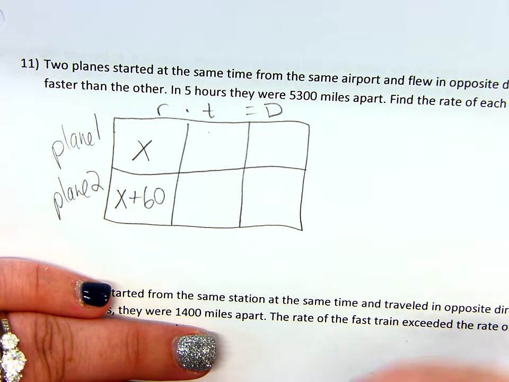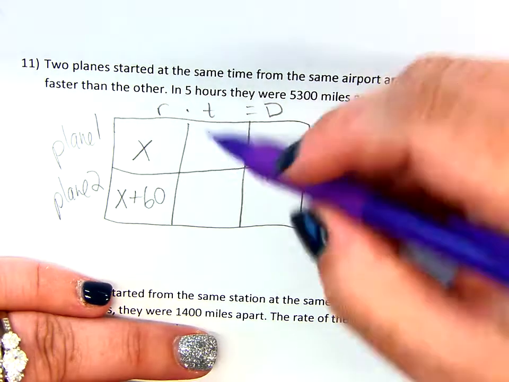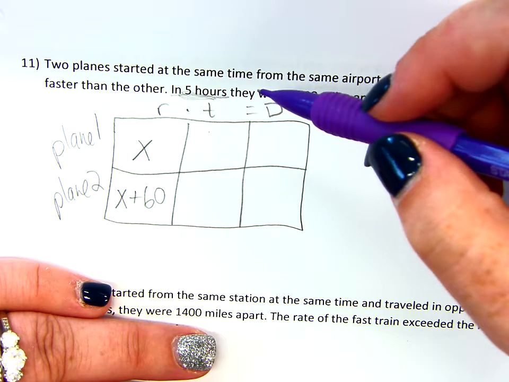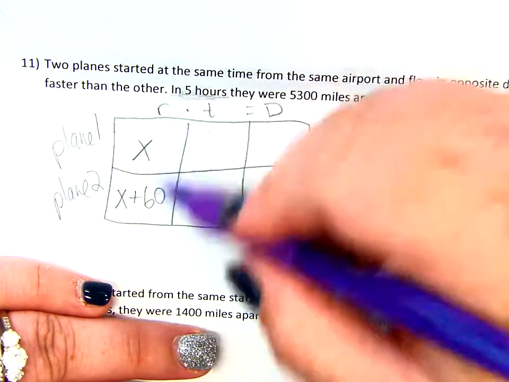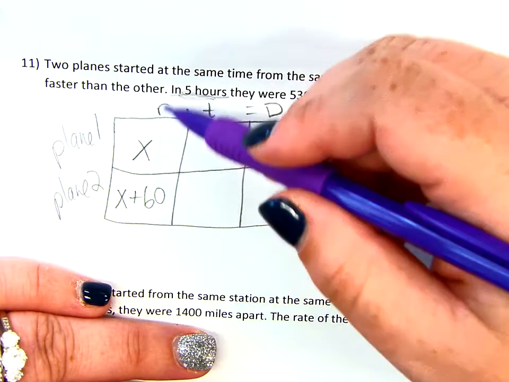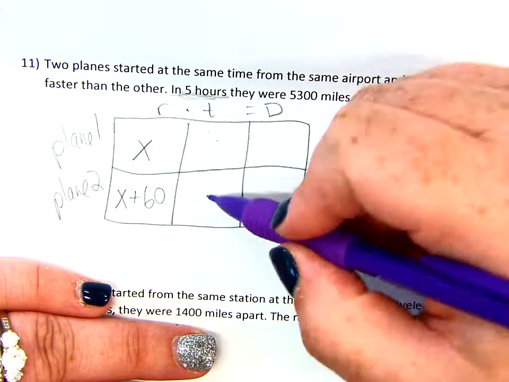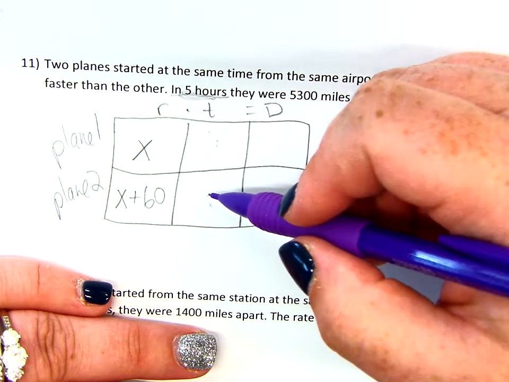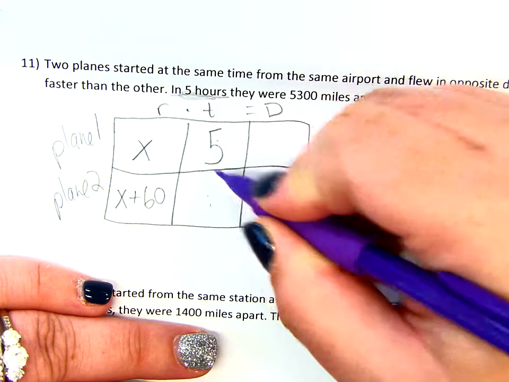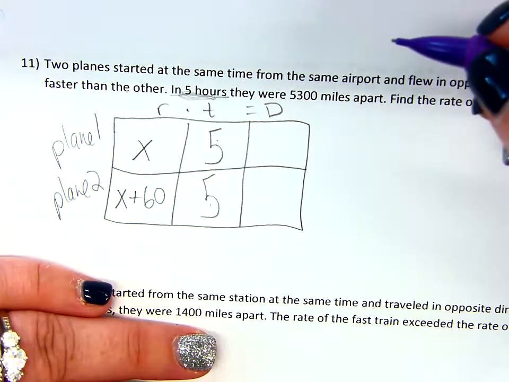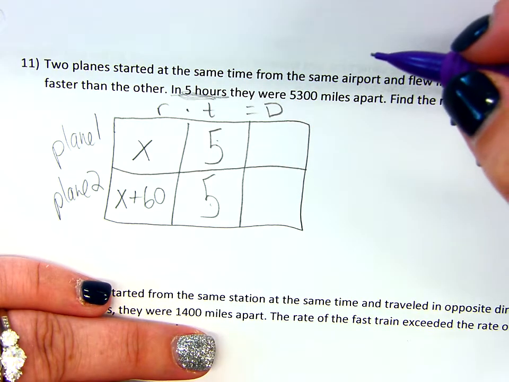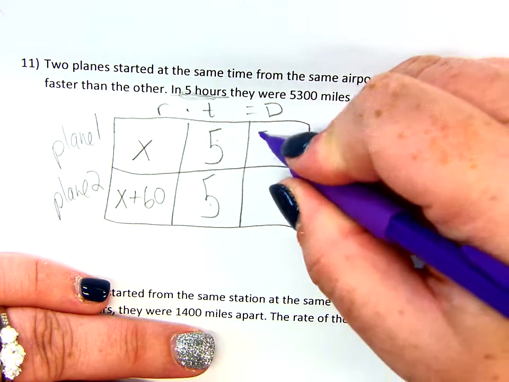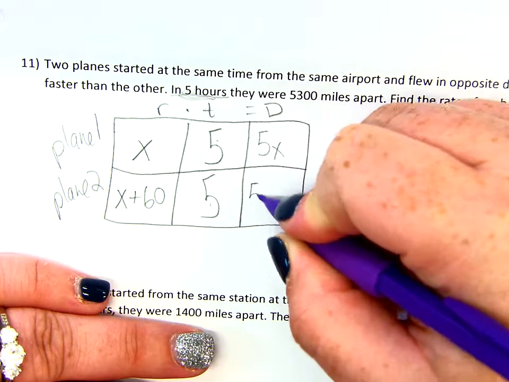What's going to go in for time? 5, they told you, in 5 hours. Remember, there's only ever one column that you don't know. In this case, it's the rates I don't know, which means I better know the times, because you're not going to use another variable here. I already used it. So these I have to know, and I do. It's 5. And then what do I do once I know both columns? Multiply straight across. So that's going to be a 5x. Don't forget to distribute.